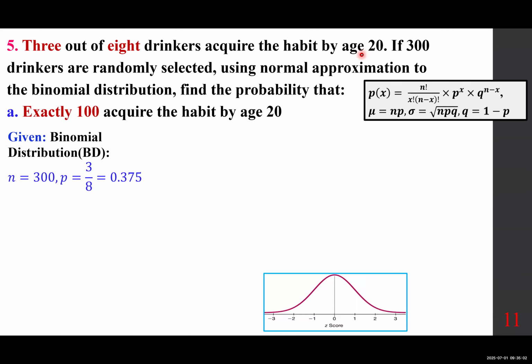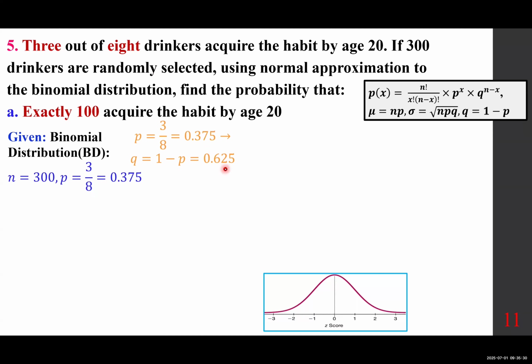Reminding you that in the case of a binomial distribution, P of x is n factorial over x factorial times n minus x factorial. This is C(n,x), p to the power of x, q to the power of n minus x. Mu is np, sigma squared is npq, and q, as always, is 1 minus p. So if p is 3 over 8, then q must be 1 minus that, which makes it 5/8, or this is 0.375, this is 0.625.